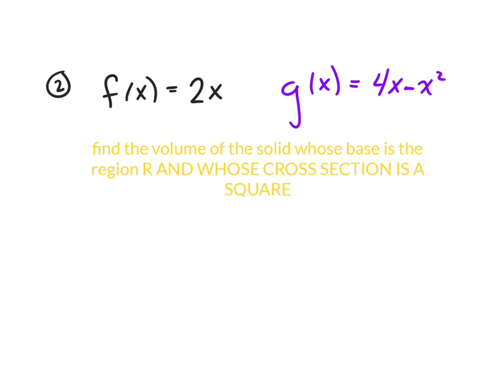All right, so let's go ahead and work through this example number 2. We're given two functions, f of x and g of x, and the question says find the volume of the solid whose base is the region R and whose cross-section is a square. Okay, so I'm going to start by graphing these. So y equals 2x just creates a line. If I plug in a 0, I get 0. If I plug in a 1, I get 2. If I plug in a 2, I get 4. So I have just a nice line with a slope of 2.